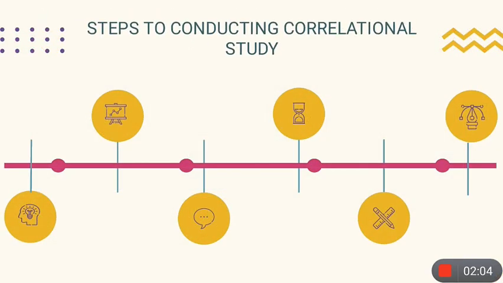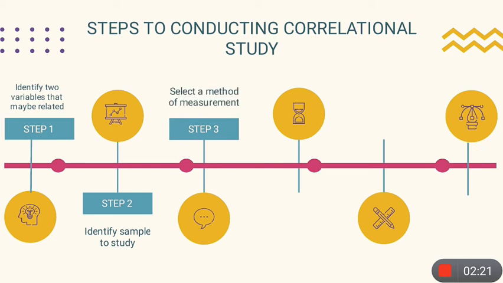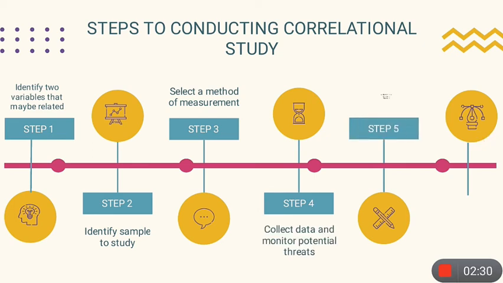The last point in my explanation is about steps to conducting a correlational study. There are 6 steps to conducting a correlational study. Step 1 is identify 2 variables that may be related. Step 2, identify sample to study. Step 3, select a method of measurement. Step 4, collect data and monitor potential threats. Step 5, analyze the data and represent the result. And the last step is interpret the result.